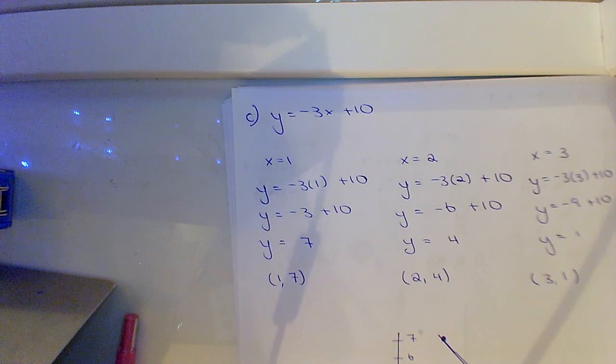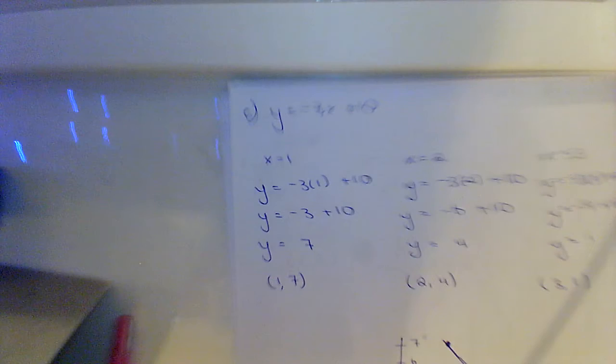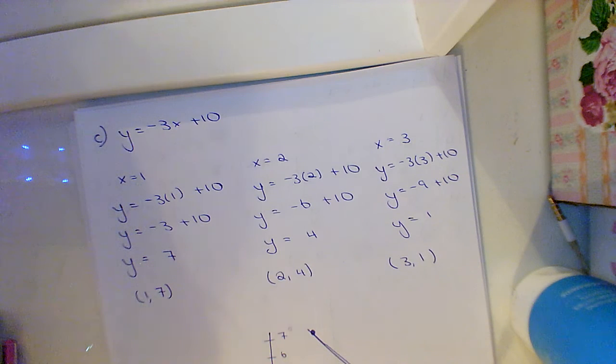And then finally I have x is equal to 3. So I have y is equal to minus 3 bracket 3 plus 10, and I get y is equal to 1, so that coordinate is 3, 1. And then I went off and plotted them and drew the line that goes with it.